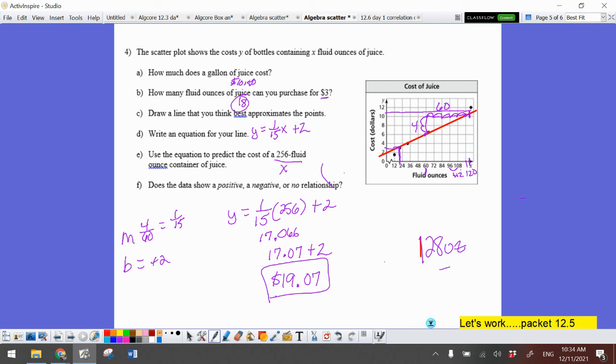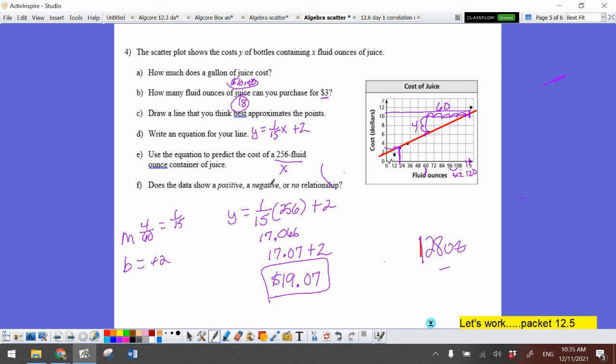Okay, $19.07, which makes sense because 256 is going to be way out here and my money is going to kind of keep going, and 256 is double 128. So if it was about $10.50 for a gallon, 256 is actually 2 gallons. It would make sense that that's going to be pretty close to $20.